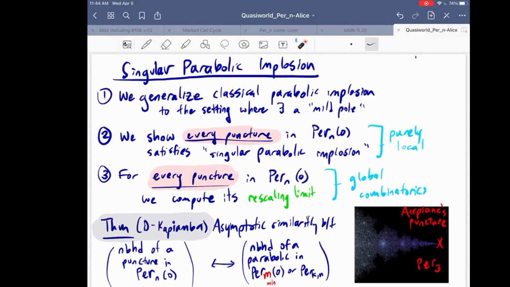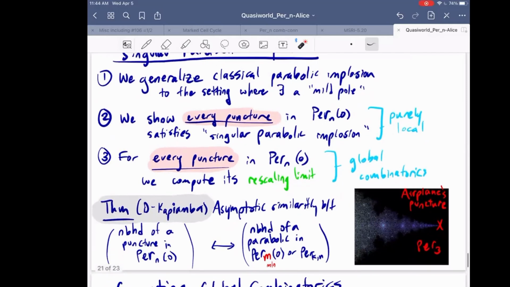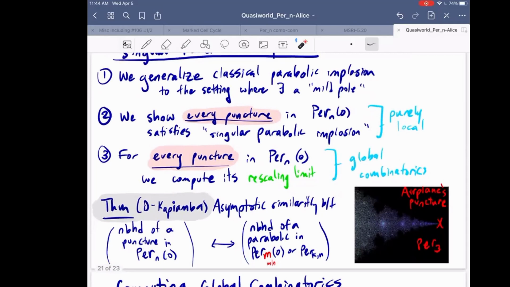So we still need to know the global combinatorics in order to understand what the neighborhood of our puncture will look like. And to understand that, it turns out to be enough to understand the rescaling limits at each of the punctures. So maybe the theorem is just that the punctures satisfy parabolic implosion, or maybe this would be a corollary, I don't know. But the way that I want to state it for this talk is saying that there's an asymptotic similarity between a neighborhood of a puncture in Per_n(0) and a neighborhood of a parabolic in a simpler curve. And sometimes you might have to have these pre-periodic curves.